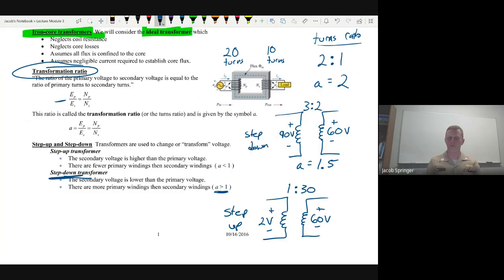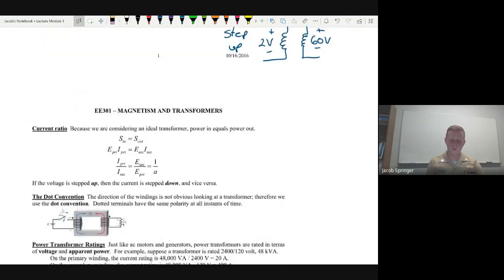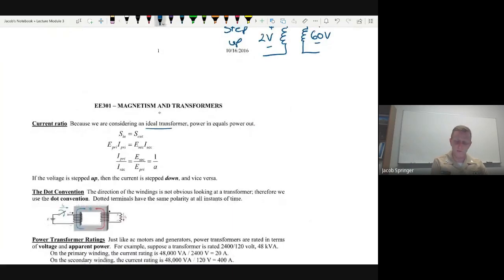So it's a matter of which one has the greater windings on that side. How does current work with this? Well, this is an ideal transformer, so the power into the transformer and the power out of the transformer are going to be the same. The energy is going to be conserved, all right, at that law.